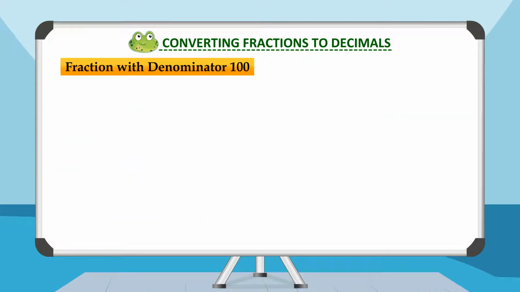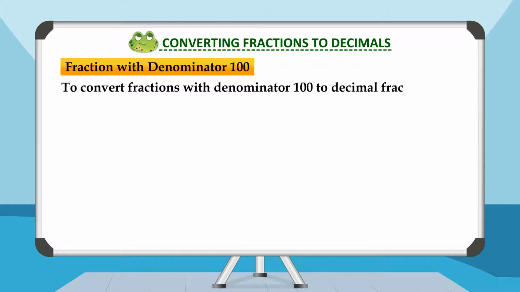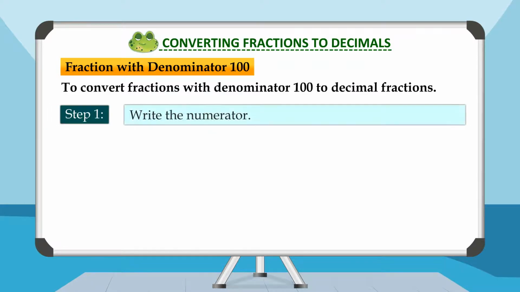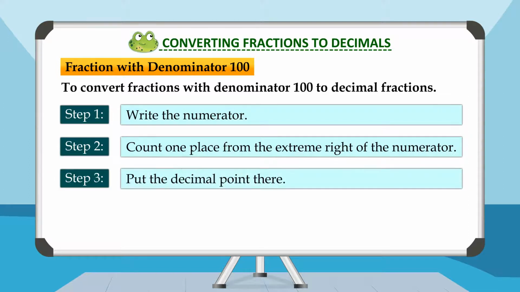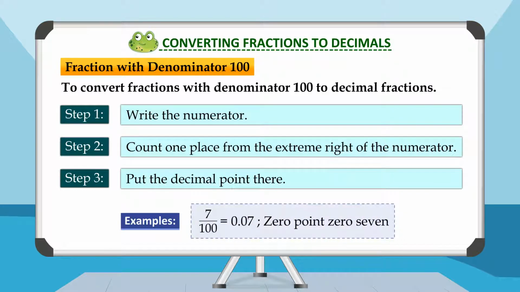Fraction with denominator 100. To convert fractions with denominator 100 to decimal fractions: Step 1. Write the numerator. Step 2. Count two places from the extreme right of the numerator. Step 3. Put the decimal point there. Example, 7 upon 100 is equal to 0.07.